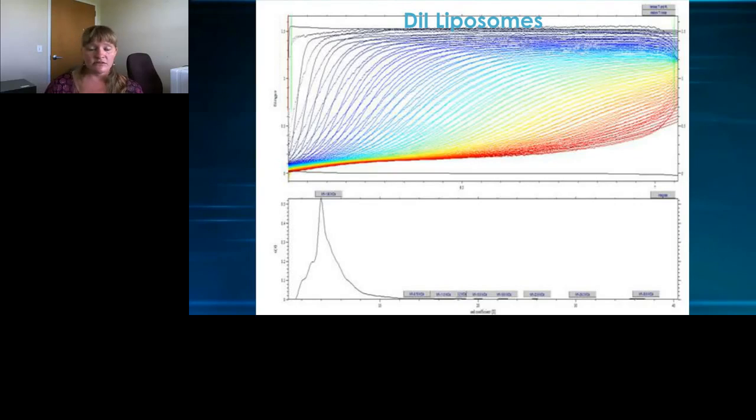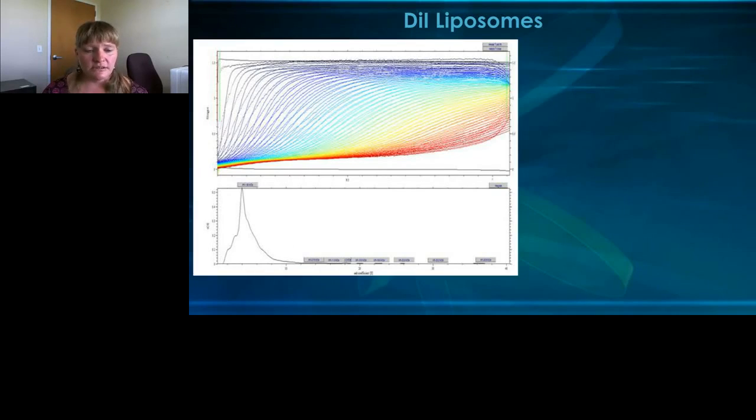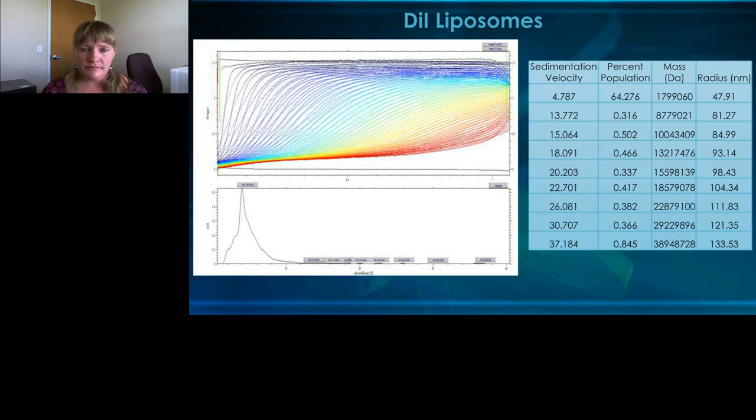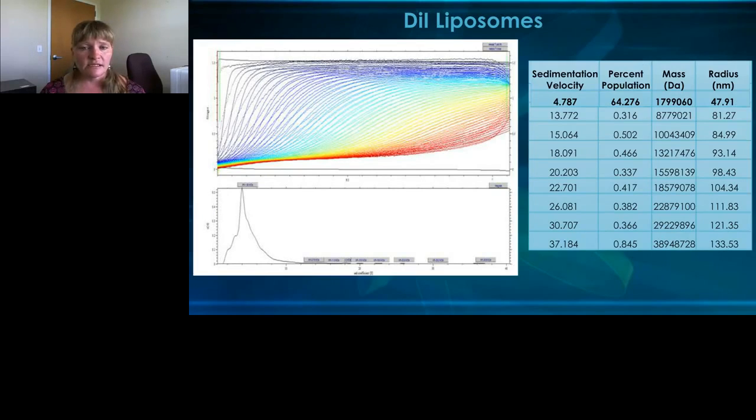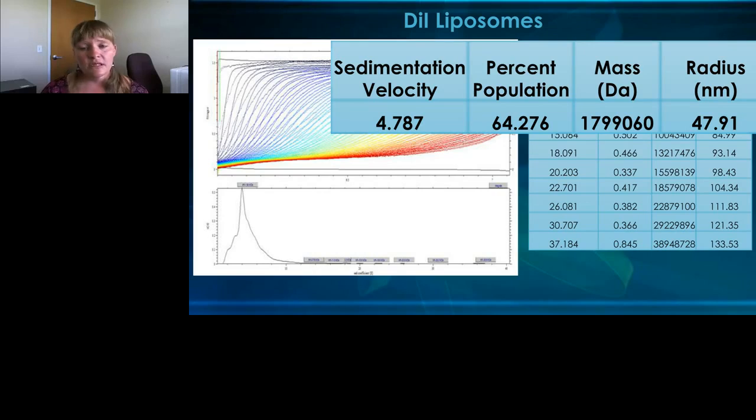The 100 nanometer liposomes had a much lower sedimentation coefficient, at 4.7 versus 100, for 65% of the population. As you can see here, here's our sedimentation and the data that resulted from that. You see our sedimentation velocity, the percent of the population, the mass, and the radius that it measures. The 65%, and you can see the histogram over to the left-hand side. It gives us this pretty clear, decent size.